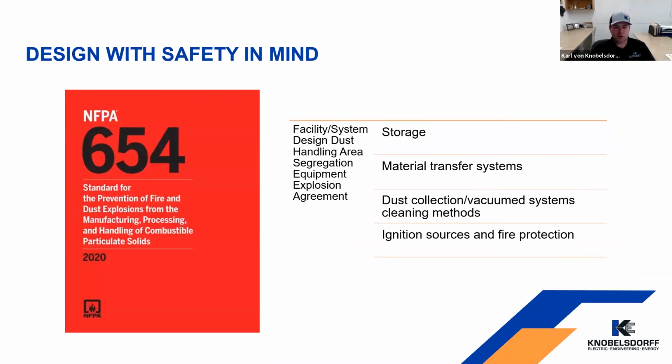Then 654 is prevention for dust explosions in manufacturing, processing, and handling of combustible particulate solids. So again, they're looking at storage, material transfer systems, dust collection, vacuum systems, ignition sources, and fire protection.